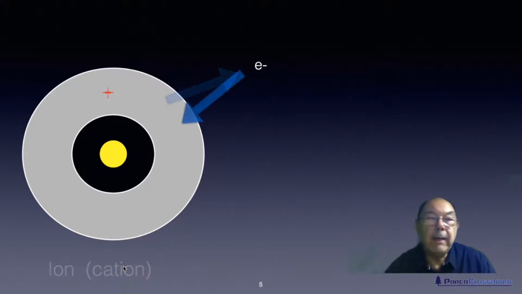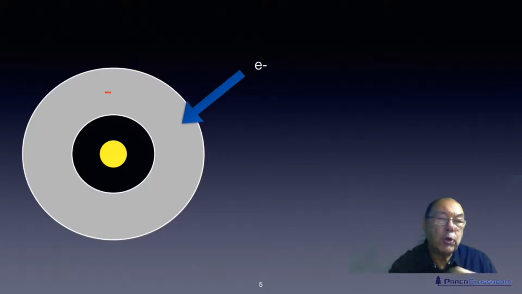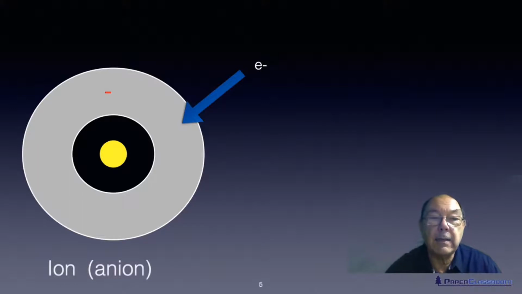Similarly, if we manage to push some electrons into that electron cloud around our atom, the atom now has more electrons than protons. So again, it no longer is electrically neutral. It has a negative charge. So because it has a negative charge, again, we call it an ion. And to be more specific, we call it an anion. Anion because it's attracted to the anode. It's attracted to something positive because itself is negative.